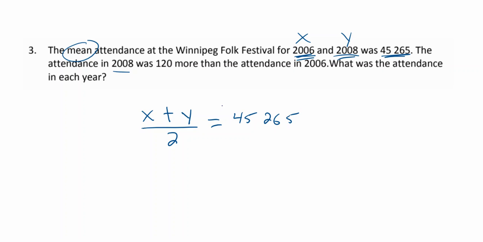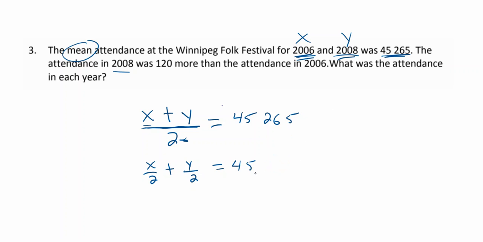Now, that doesn't look quite right, does it? We haven't been dealing with everything over 2 or something like that. So two different options here. We could rewrite this now. This is the same thing as X over 2 plus Y over 2, right? Like that 2 is just underneath the X and the Y. So you can split it up and write it like this. So 45,265.